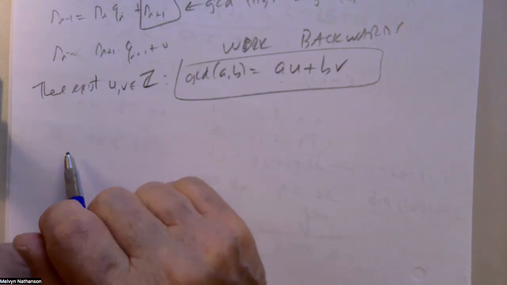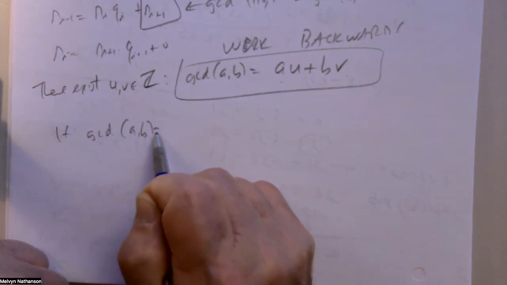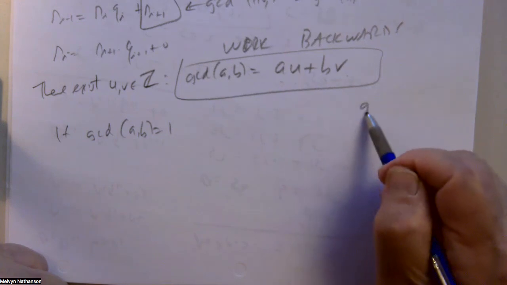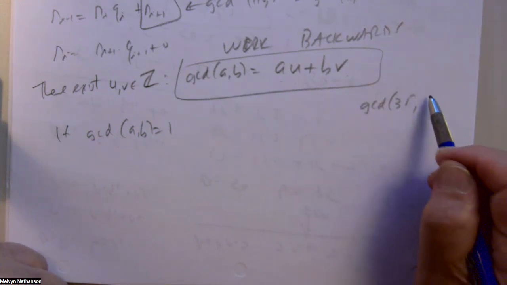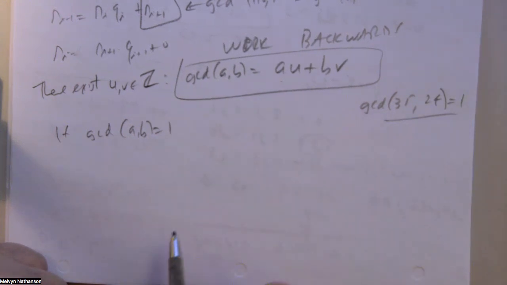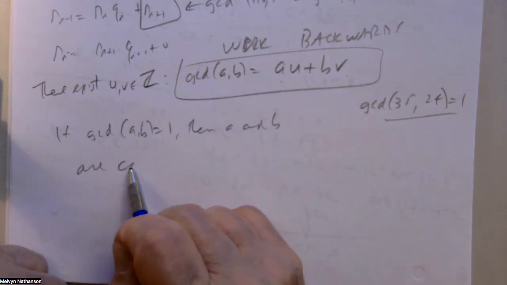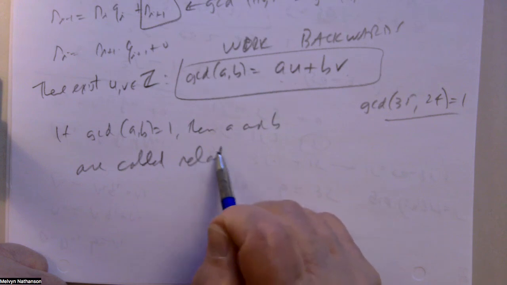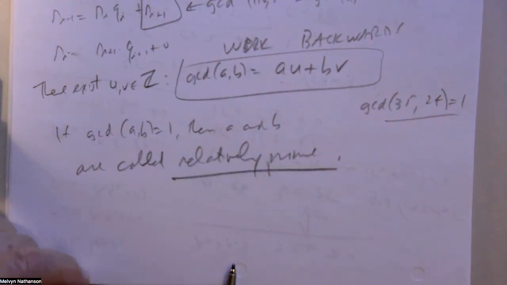Let me make one other important remark. If the GCD of integers A and B is 1, so for example, the GCD of 35 and 24 is 1, they have no common factor, then A and B are called relatively prime. So a pair of integers is relatively prime if their GCD is 1.